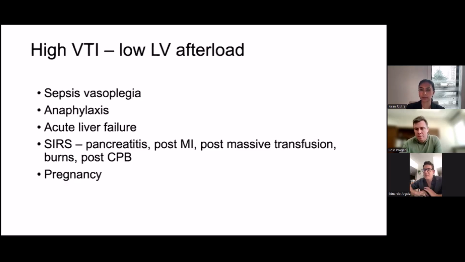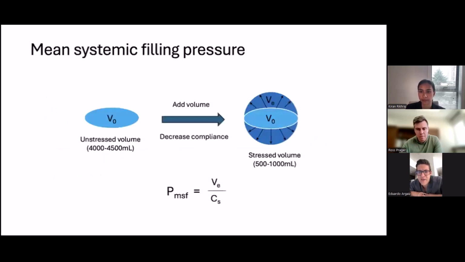Now, if your minute VTI is low, then I would say that's a little harder, because the most frequent cause of shock that I see in my center, which is a medical ICU, is sepsis. And sepsis could very well explain it, right? Sepsis can cause a high VTI because of low afterload, but more frequently, in my experience, it would lead to a very low VTI because of venodilation, third spacing and capillary leak, and then your low mean systemic filling pressure.